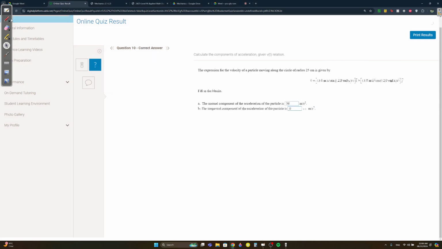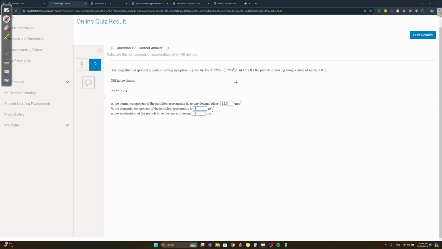Question 10. The magnitude of speed is V equals 2 meters per second plus 3t. At t equals 2 seconds, the particle is moving along a curve of radius 5 meters. Radius means UCM. At t equals 2 seconds, find the normal component and the tangential component of the acceleration.